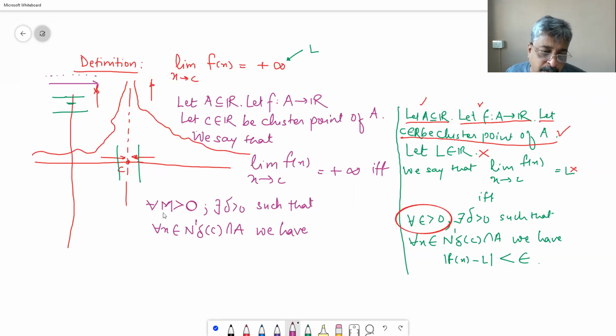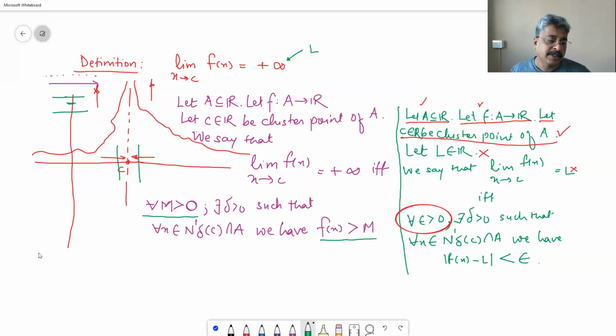we have, now I have given you a number m. Now you are going to give me a number bigger than m. So for every x belonging to the deleted delta neighborhood of c, we have f of x greater than m. Understand this. These are the two changes in this definition. You give me a bigger number, I give you a value of the function bigger than that. So I will stay near c, so near c that the value of the function for that x is going to be greater than m.